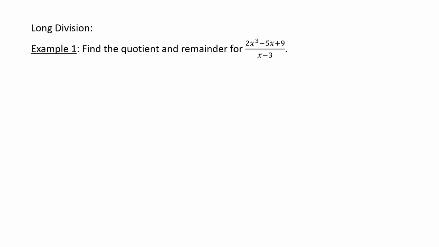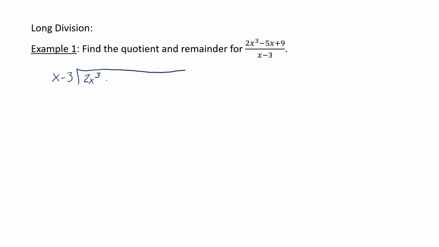It says find the quotient and remainder for 2x to the third power minus 5x plus 9 divided by x minus 3. When I set these up, whether by long division or synthetic division, I like to make sure each one of the powers of x is represented. To set it up as a long division, I'm going to set it up as if we were actually dividing. I take the x minus 3, write a dividing symbol, and then write what was in the numerator, the 2x to the third power.